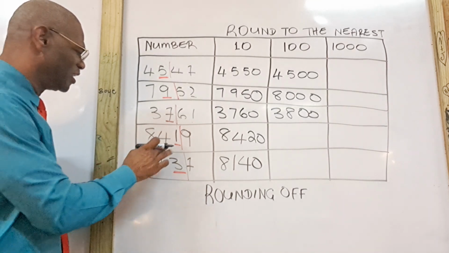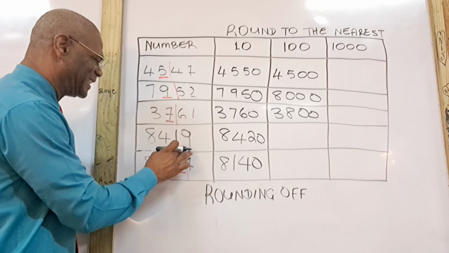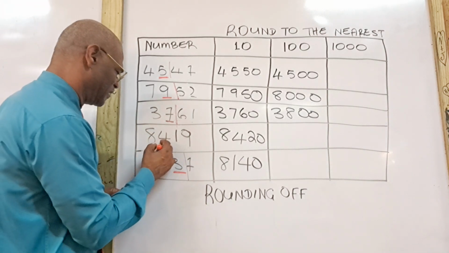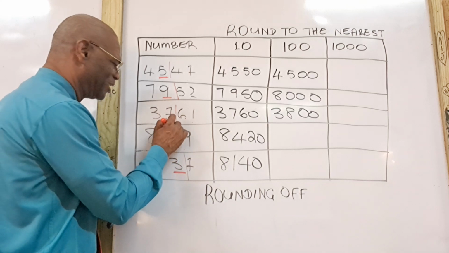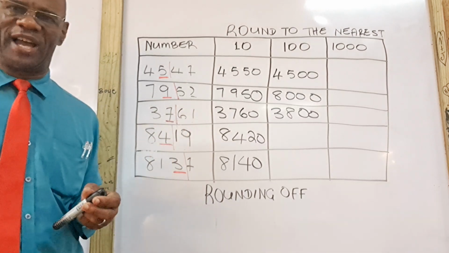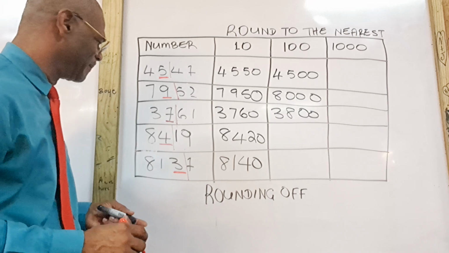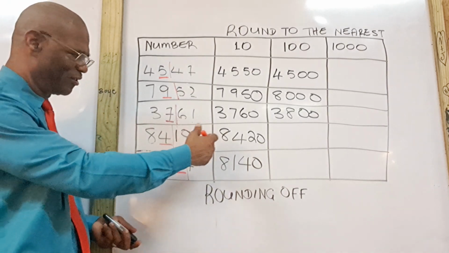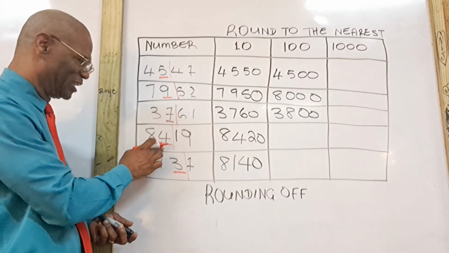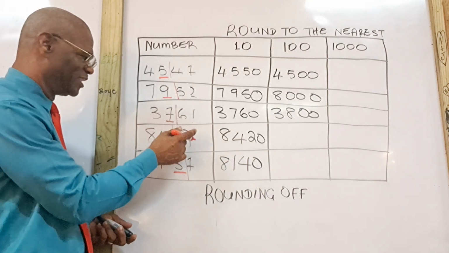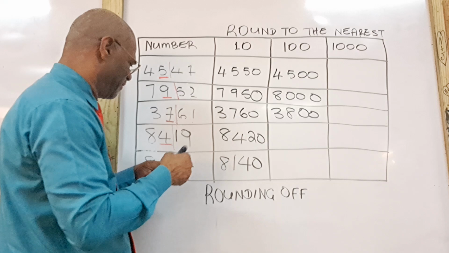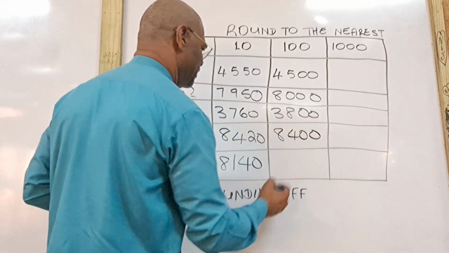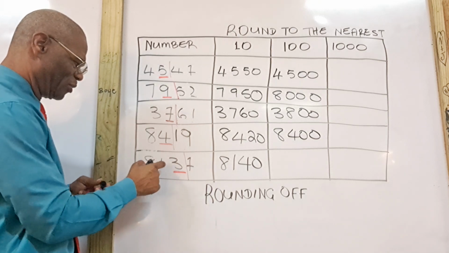We have 8,419. Now what digit is in the hundreds place? It is 4, yes. Now let's look immediately to the right of that. We have a 1. Now that 1 is less than 5, so we simply discard the digits to the right of the hundreds place and add zeros. So we have 8,400. Alright?